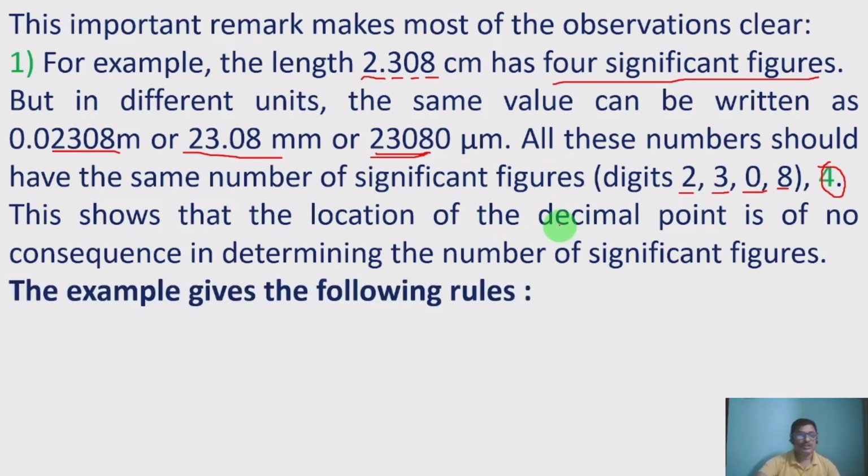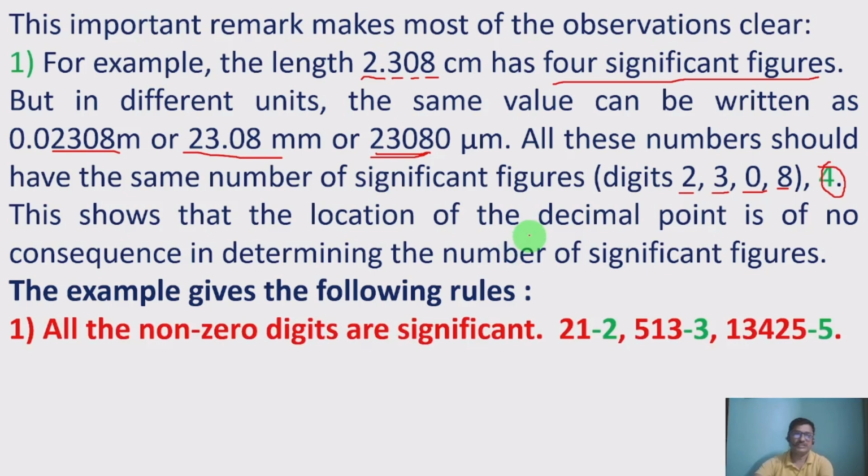Further moving, the example is given with the following rules. From this, some of the rules we are going to take. The first one: all the non-zero digits are significant. Non-zero digits. Here, 2, 3, 8 are significant as per the first rule.